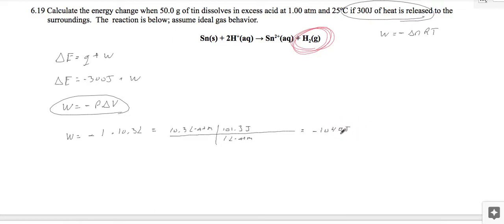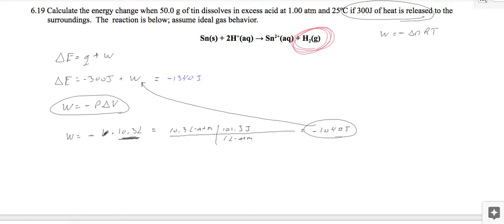Plug this one into our work. So we end up with an answer of negative 1,340 joules. Now the question you probably have right now is how I got this thing here.